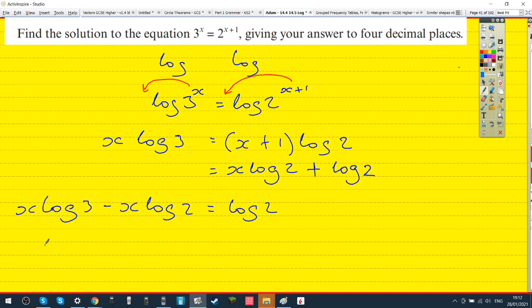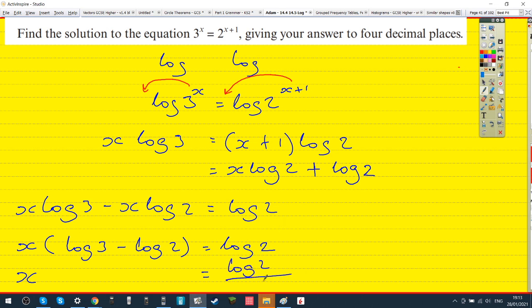Factorize out the x. Okay. So it'd be log 3 minus log 2. Yeah. And then could you divide? Yeah, divide both sides by the bracket. Which gives you log 2 over log 3 minus log 2. Oh no, log 2 over that. Yeah. And then you could put that in the calculator. Maybe it isn't any easier than the other way. Maybe we should just stick to the other way.